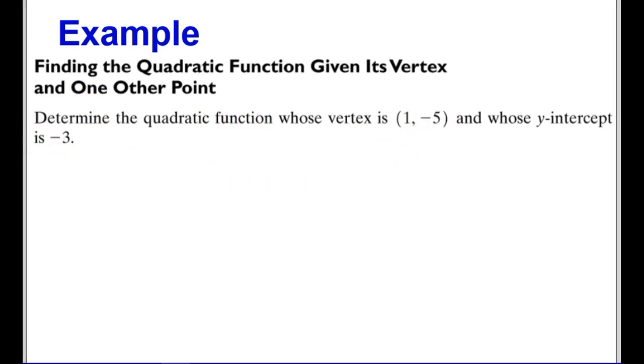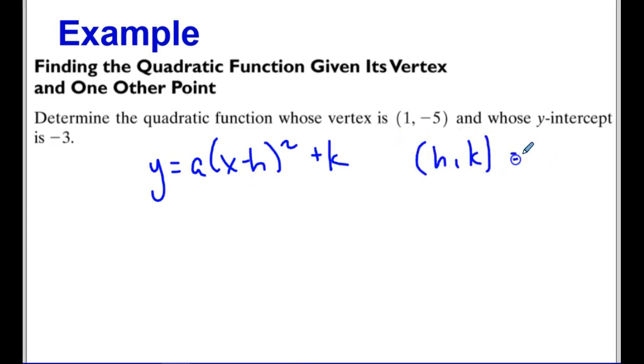So the first thing we want to do is remember our vertex form. Okay, in our vertex form, y equals a times (x minus h) squared plus k. Well, let's plug in the things we know. We know that the vertex is (h, k). This is always going to be our vertex. And then we can use this other y-intercept point. A y-intercept is when x is 0, my y is -3. So we're going to use that other point.